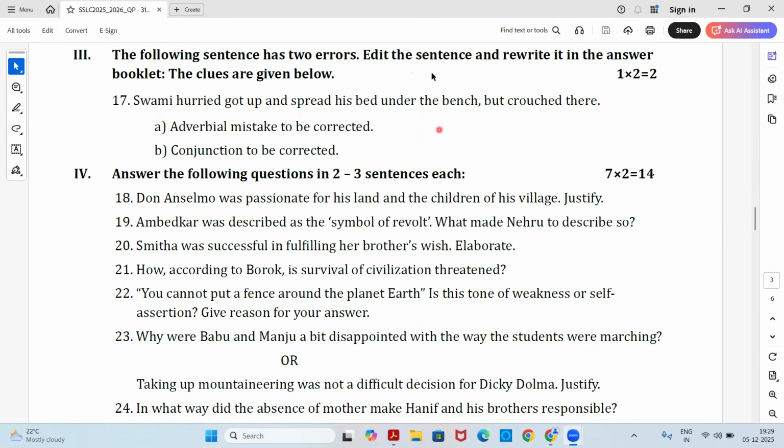Now they have given the hint also for you. One is an adverbial mistake which you have to correct, and the second is a conjunction which you need to correct. So where is the adverb here? What is wrong in it? Underline it and write what mistake, what error, and in front of it you have to write the correct answer also. Similarly for the conjunction. So this has 2 marks. One question, 2 marks, because two mistakes you have to find and write the correct answer. Now this is about the grammar.